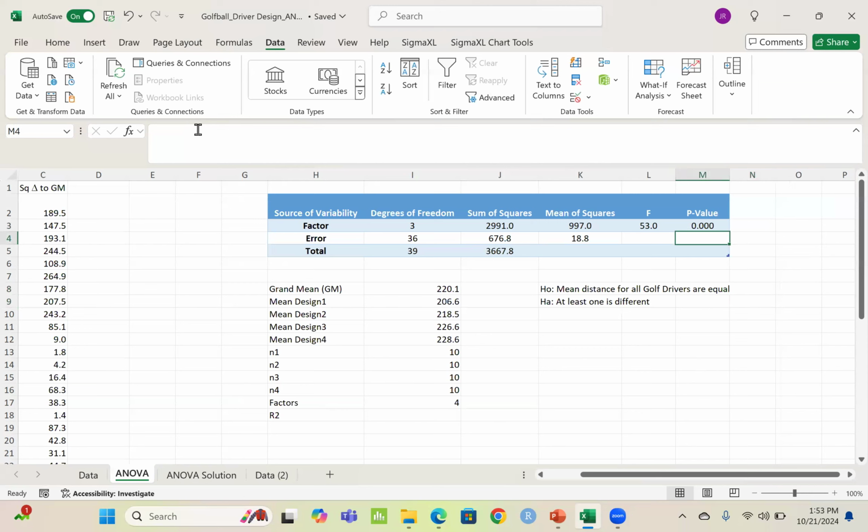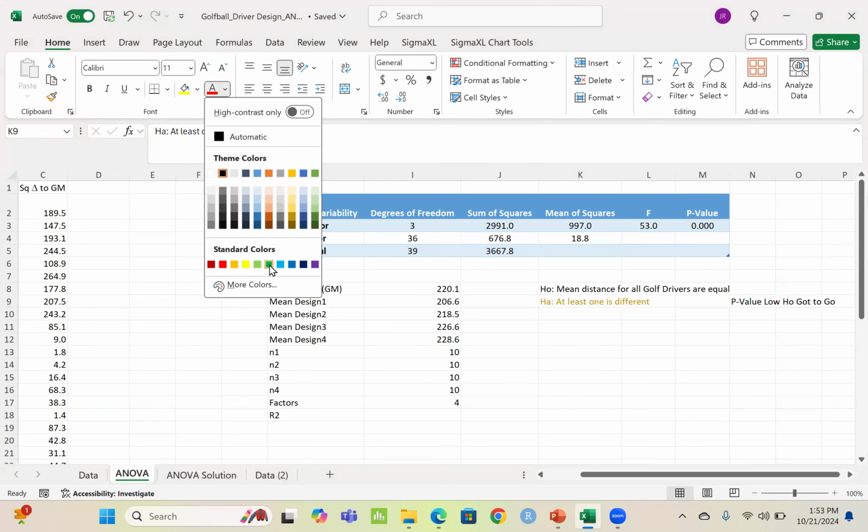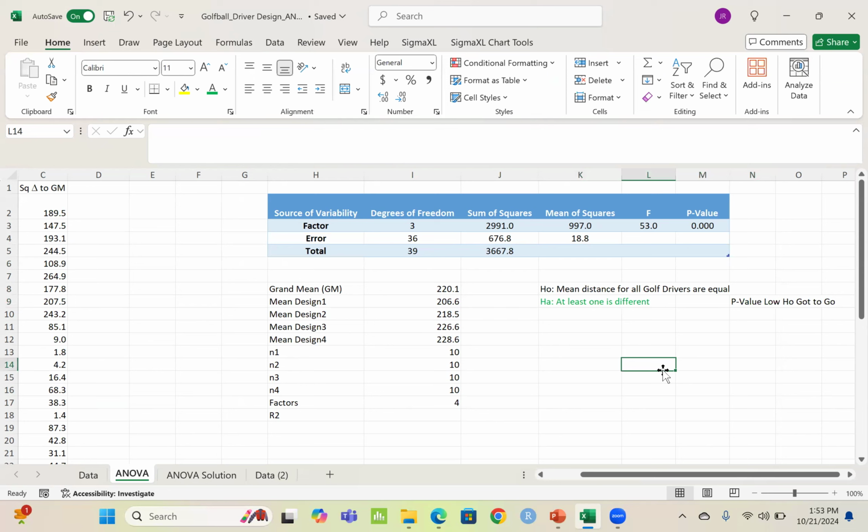Because our p-value is low right here, there is enough evidence to reject the null. So we have to go with the alternative. And I'm going to write here p-value low, H null, got to go. And we're going to keep the alternative for this particular scenario. So this is the one that we're going to keep here.